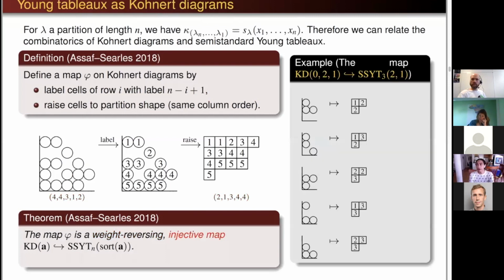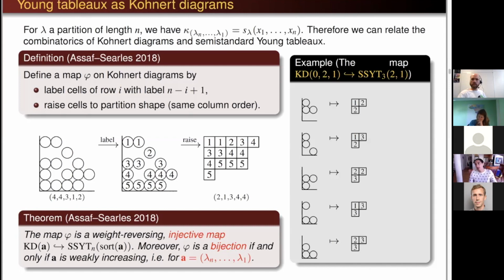For example, the 5 Conrad diagrams that we had before map to these 5 semi-standard Young tableaux that we saw. And in fact, what we proved is we have a bijection with tableaux if and only if we're in this case of weakly increasing. And therefore, since Schur polynomials are symmetric, that means that generating polynomial has to be a Schur polynomial. Otherwise, it would have reversed everything, but by symmetry, that's fine that we reversed everything.